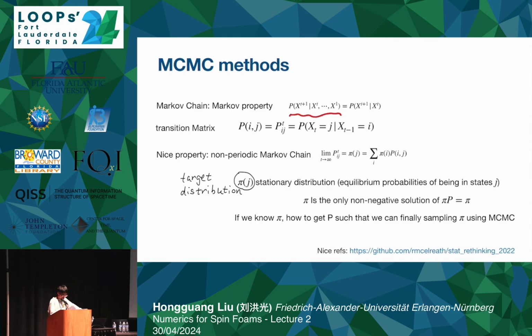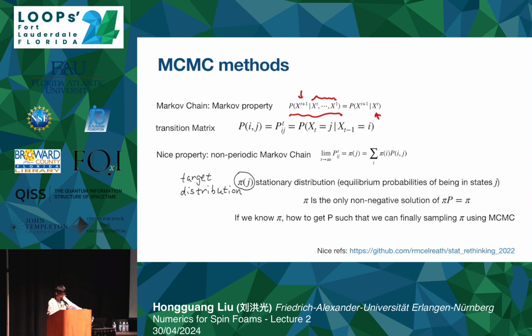It says that, so we have this chain, starting from the first step to the t step. And it tells you that the probability to find something at the t plus 1 step is only determined by its previous step. So it has no memory of all previous steps. All steps beyond the previous step, it has no memory about them. This is the Markov property.